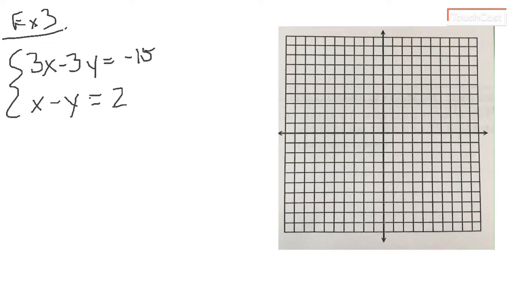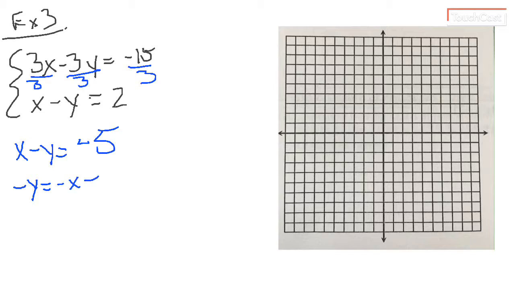We're going to have x minus y equals -5. So visually we're dividing everything up here by 3. And then I'm going to subtract x, get -y equals -x minus 5, and then I want y to be positive, so I'm going to change the sign of everything. So we're going to have y equals x plus 5.